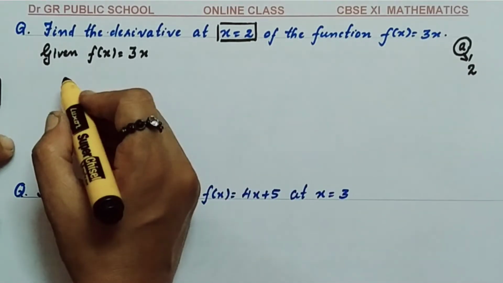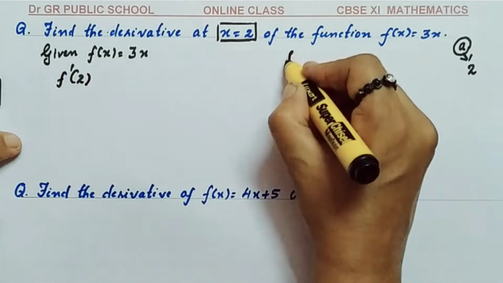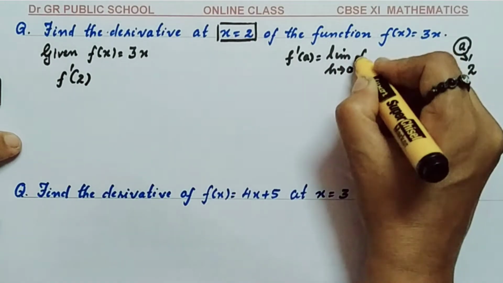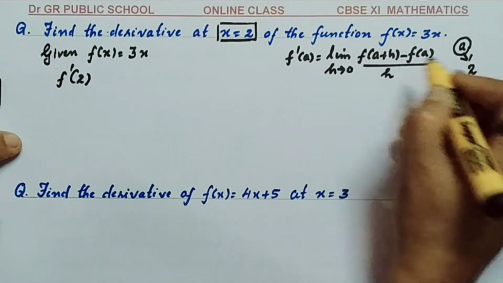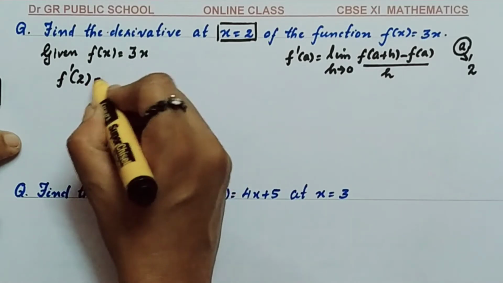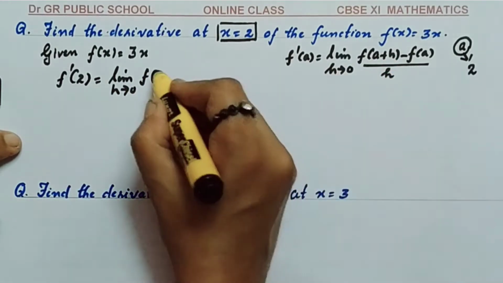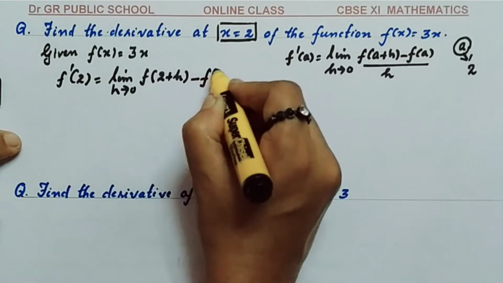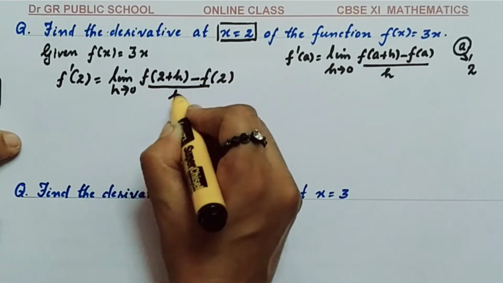So, you need to find f dash of 2. You know the basic definition as f dash of a equals limit h tends to 0, f of a plus h minus f of a, divided by h. Here the value of a is 2. So f dash of 2 equals limit h tends to 0, f of 2 plus h minus f of 2, divided by h.